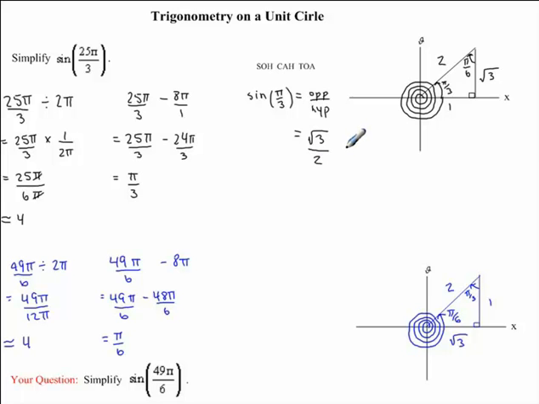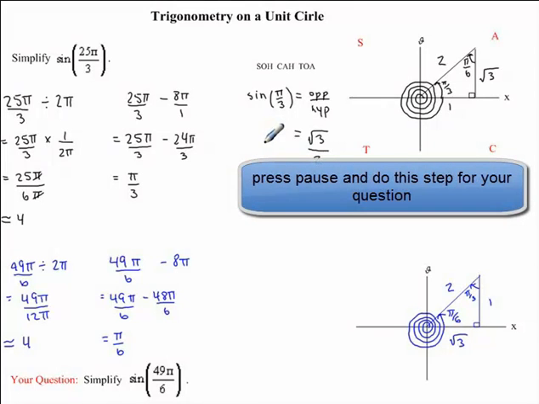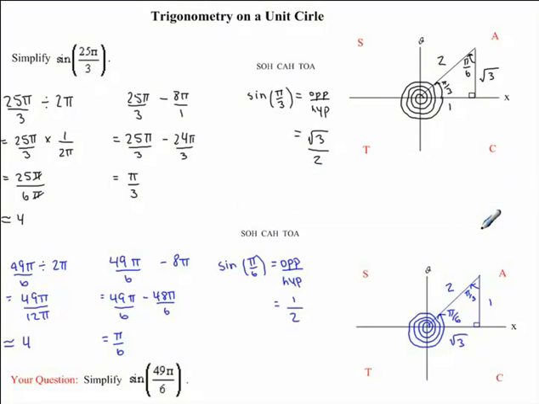Lastly, we need to consider the CAST rule. C-A-S-T. Since we are in the first quadrant where we have an A, this means that all of our trigonometric ratios are positive, which in our case is already true. We have the positive square root of 3 over 2. So this is our final answer. I would now like you to finish off the question that you were working on. And this should be your final answer.